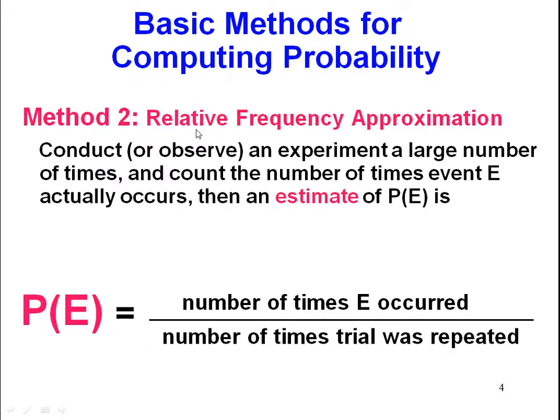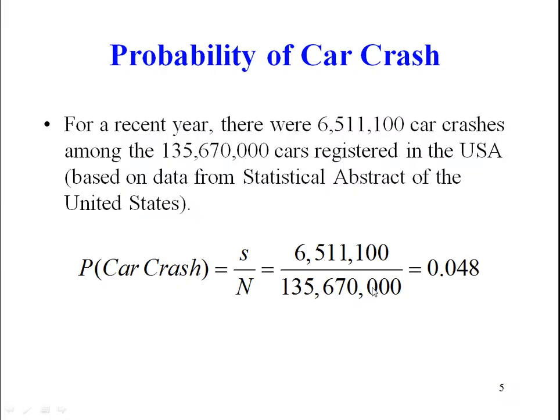So to formalize the second method, relative frequency approximation, the probability of event E is just the number of times the event E occurs divided by the total number of times that you tried the experiment. Again, calculating the probability of a double, you roll it 200 times, you get about 12 doubles, and then you have it. Okay, so here's an example.